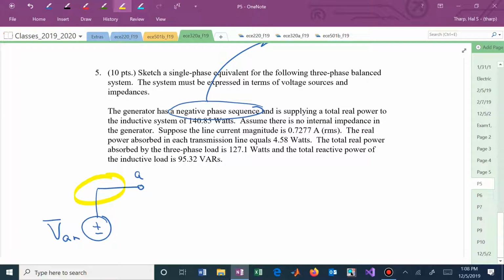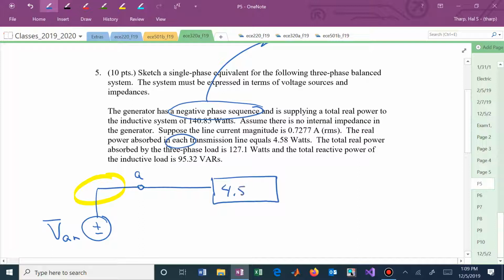Suppose the line current magnitude is given to be 0.7. Now we know we have something happening here, and the real power absorbed in the transmission line, in each transmission line, is 4.85 watts. And you might try to keep track of units. That's not 4.58 ohms. That's 4.58 watts.